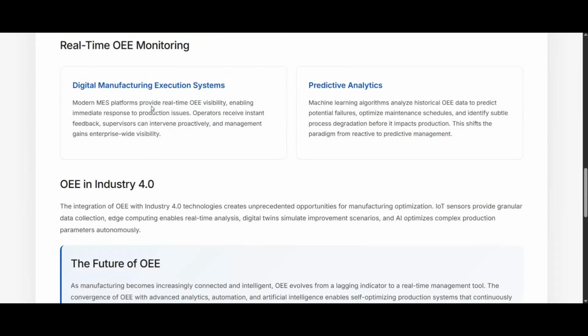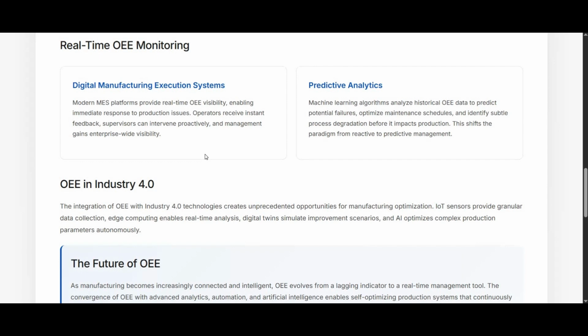and other advanced things. Let's start by talking about how real-time monitoring has changed the game. With modern digital manufacturing execution systems, or MES, companies now have the ability to see exactly what's happening on the shop floor at any given second. These platforms give operators instant feedback, so if something goes wrong, they can act immediately instead of waiting for reports later.